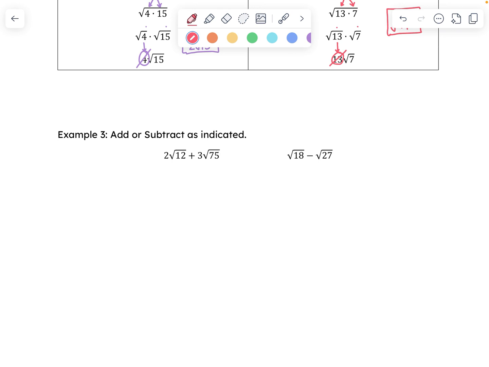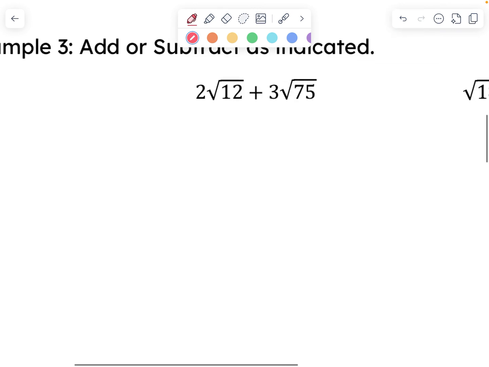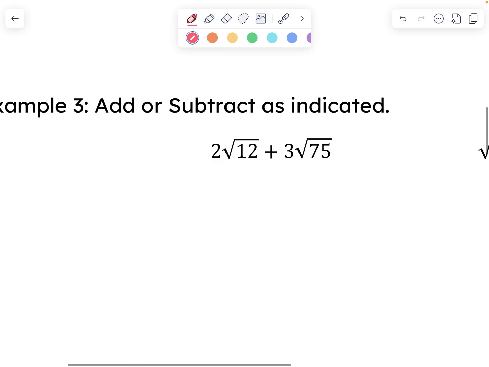So right here, we do have that they are both square roots, but the first one is 2 square root of 12, and the second one is 3 square root of 75. So we're not taking the square root of the same thing. So we need to break these down and see if we can get it to where we are taking the square root of the same thing.